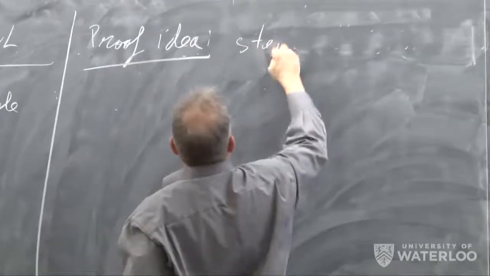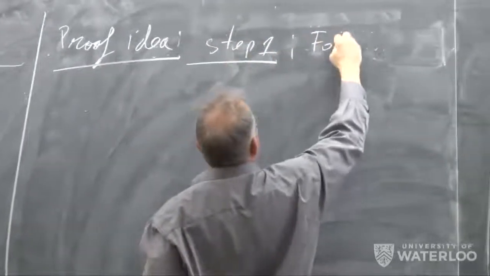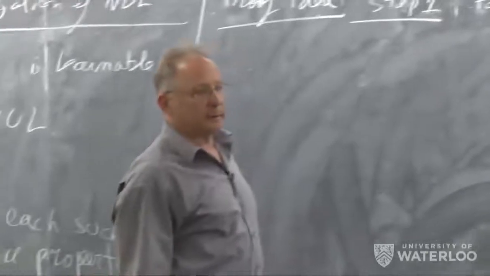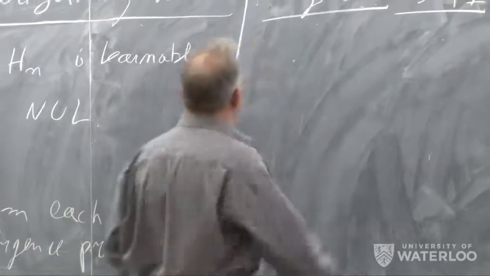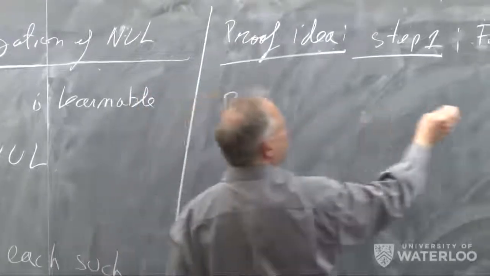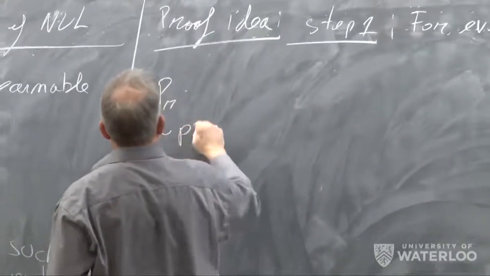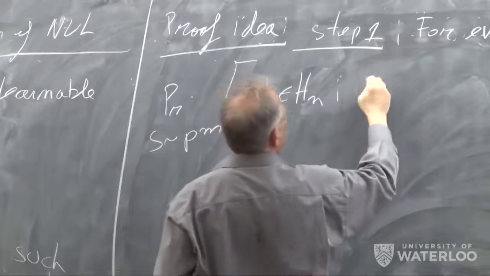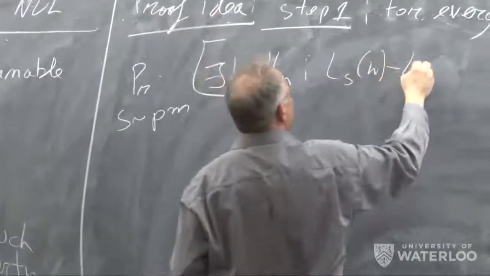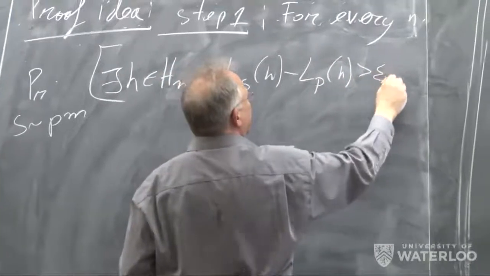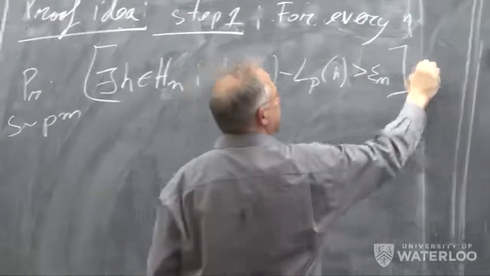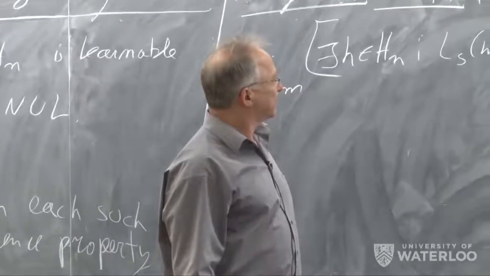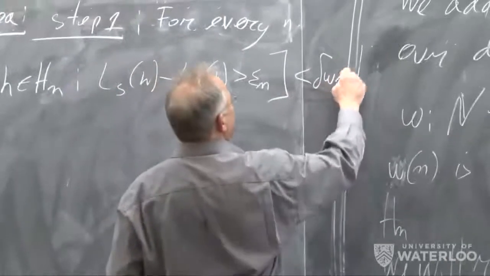So it has two steps. Step one, we have to see that for every n and every m, the probability over S coming from P to the m that there exists an h in Hn such that L_S of h minus L_P of h is greater than epsilon n is less than delta times Wn.